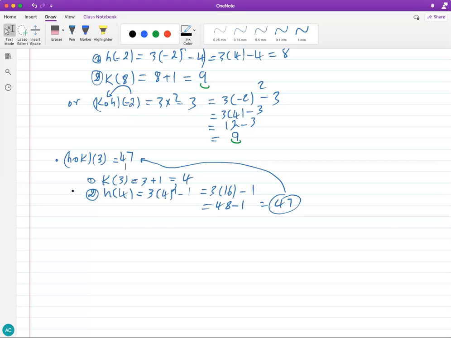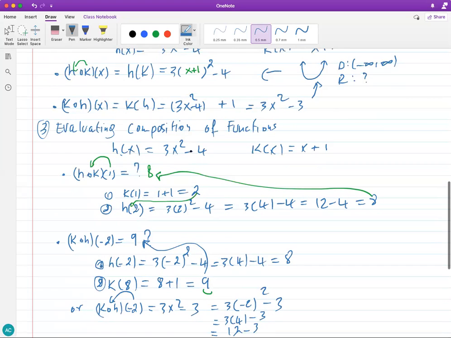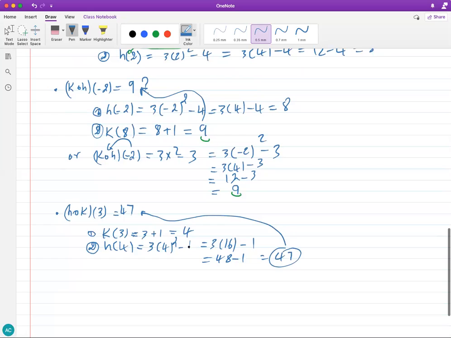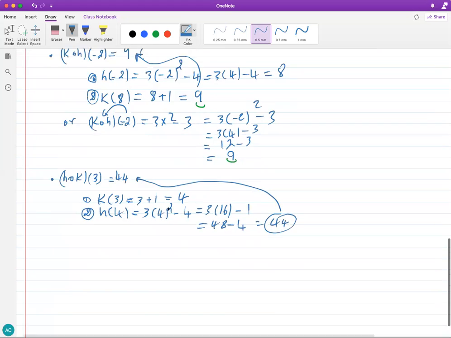Yes, go ahead. H is not 3x to the second minus 3, is it? Maybe. Is this a 4 here? Oh, you're right. It should remain the same, okay? Should be the same function. This will be -4. That's right. It's got to be a -4 here. So the result will be 44. Thank you for that. Good catch.